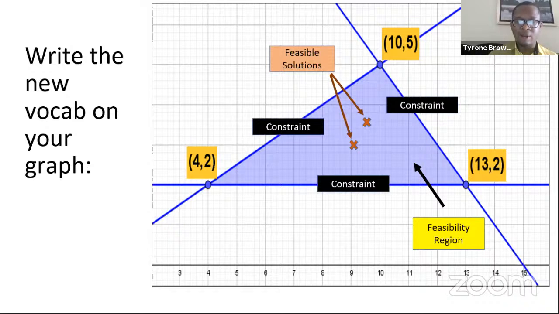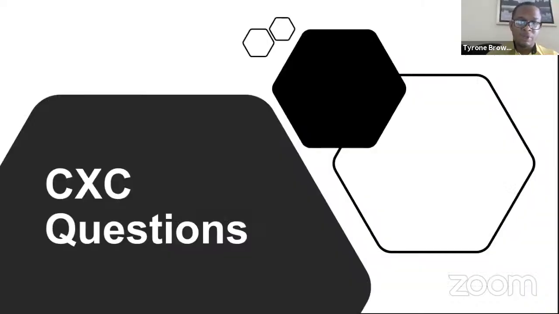And finally, the key areas that we will be using for our linear programming or optimal solutions, the maximum and the minimum points on our linear programming model. These are found at the vertices of our polygon that is formed through our constraints. So all right.